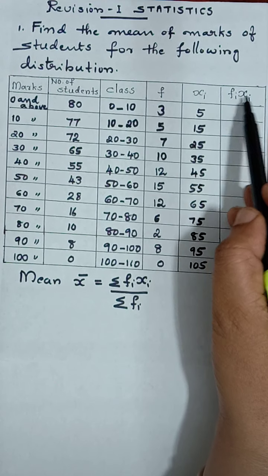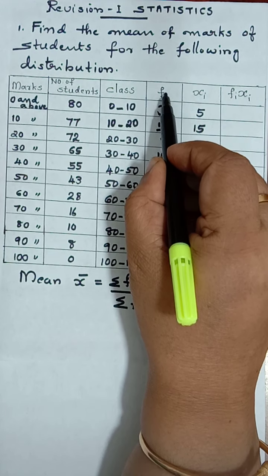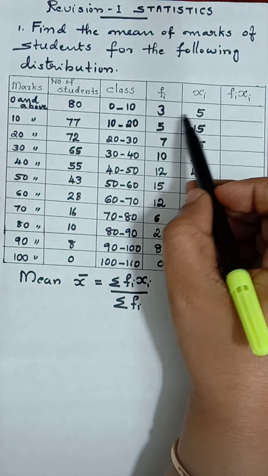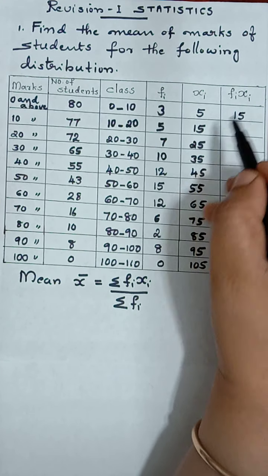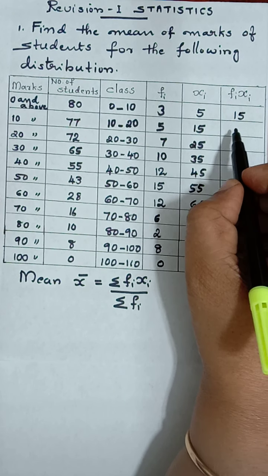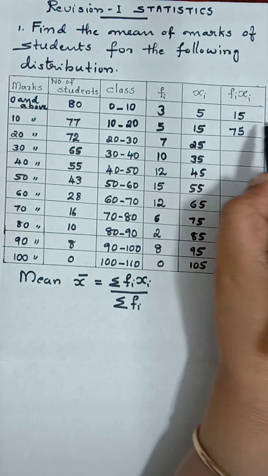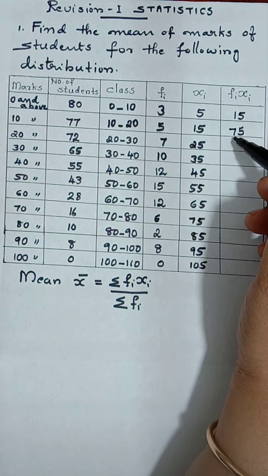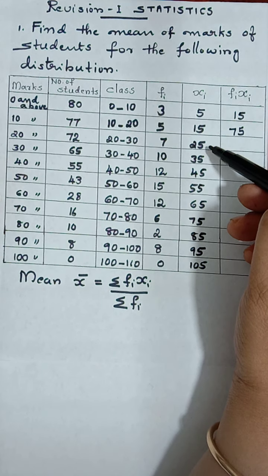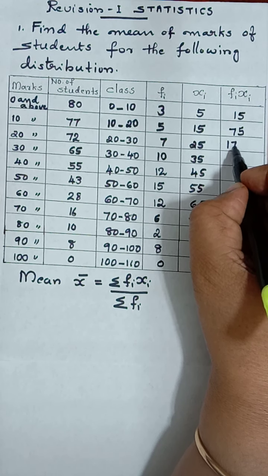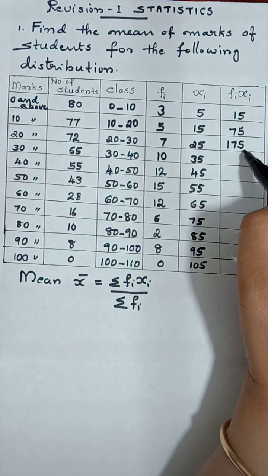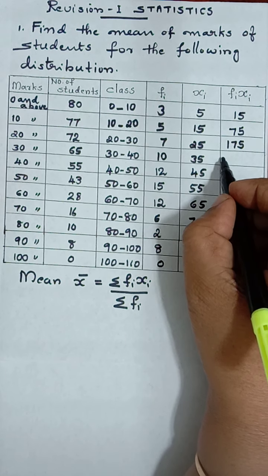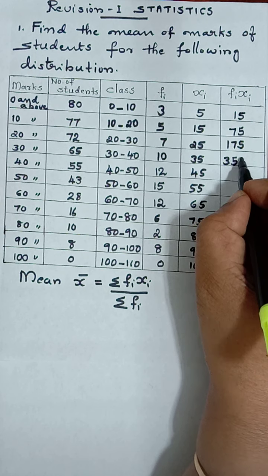Now the product of Fi and Xi, this frequency can also be said as Fi. So Fi into Xi, just multiply 3 5s, 15, 5 into 15 is 75. Better one below the other, ones place below ones place, tens place below tens place. 7 into 25, 175. Look at this, ones place below ones place, tens place below tens place. 10 into 35, it is easy, 350.